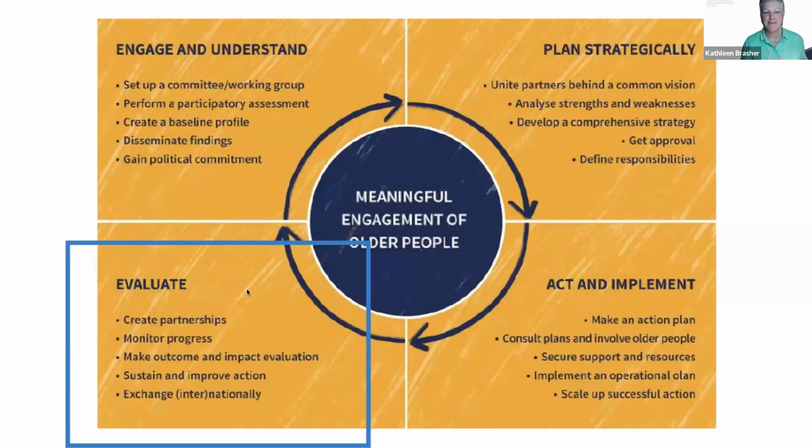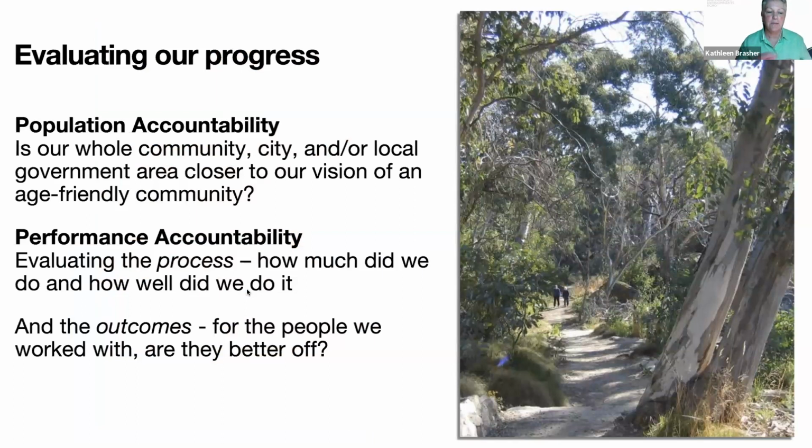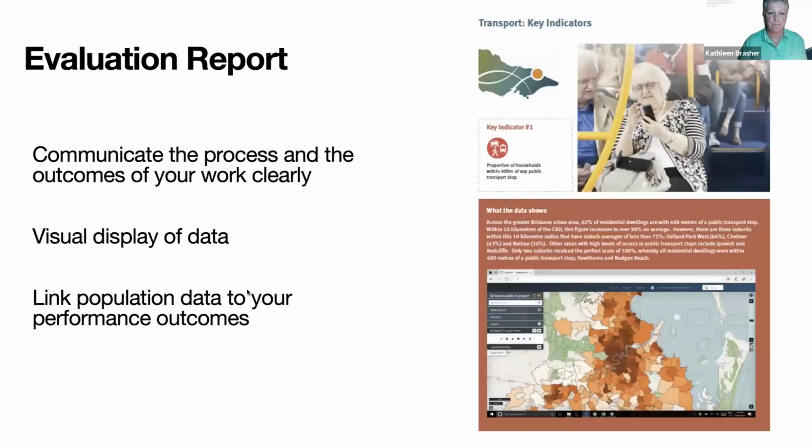And that brings us to the final overall evaluation of our Age-Friendly Communities Guide. This is where you bring all of that work together around population accountability and your performance accountability. So this is your process of doing your work, as well as the outcomes and the impact of your work. Working with your steering committee, you can bring all of that information together.